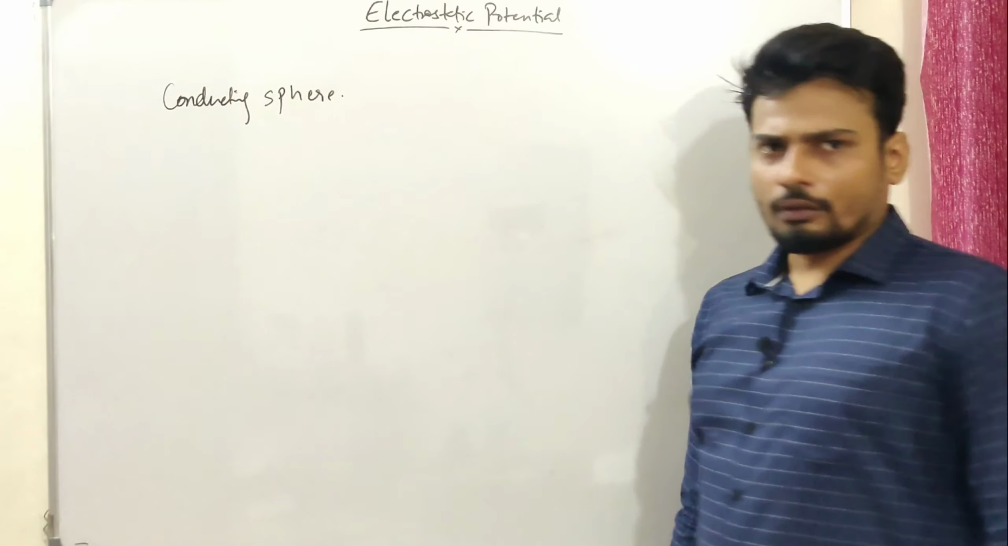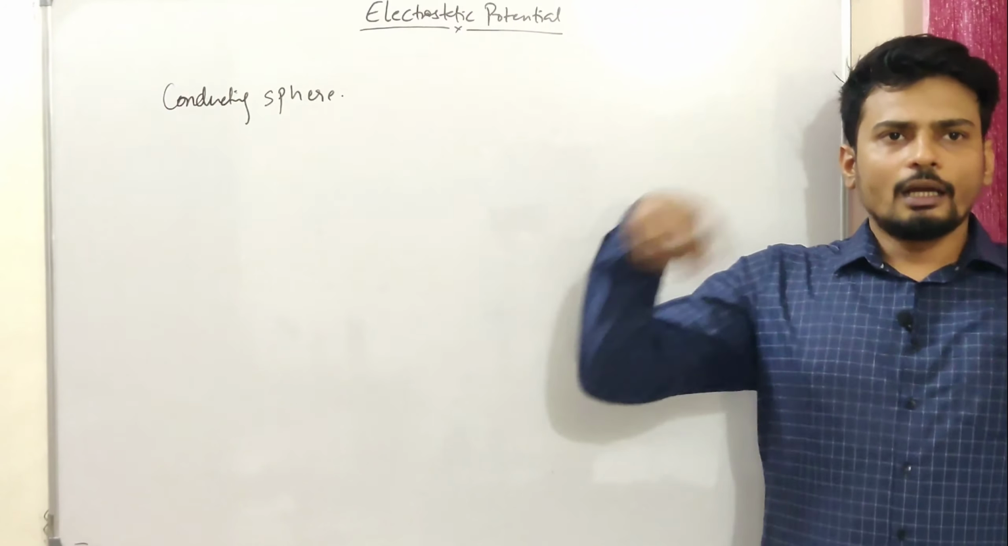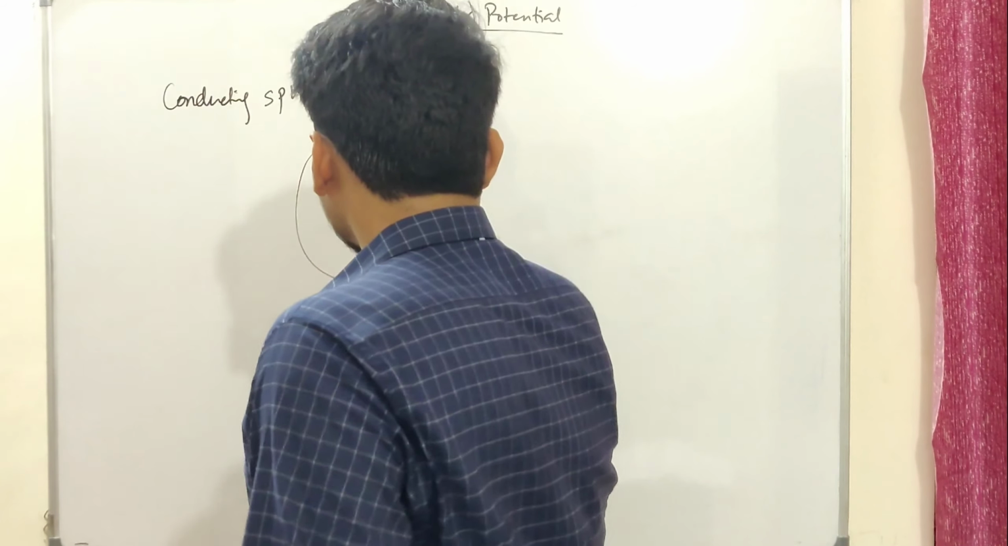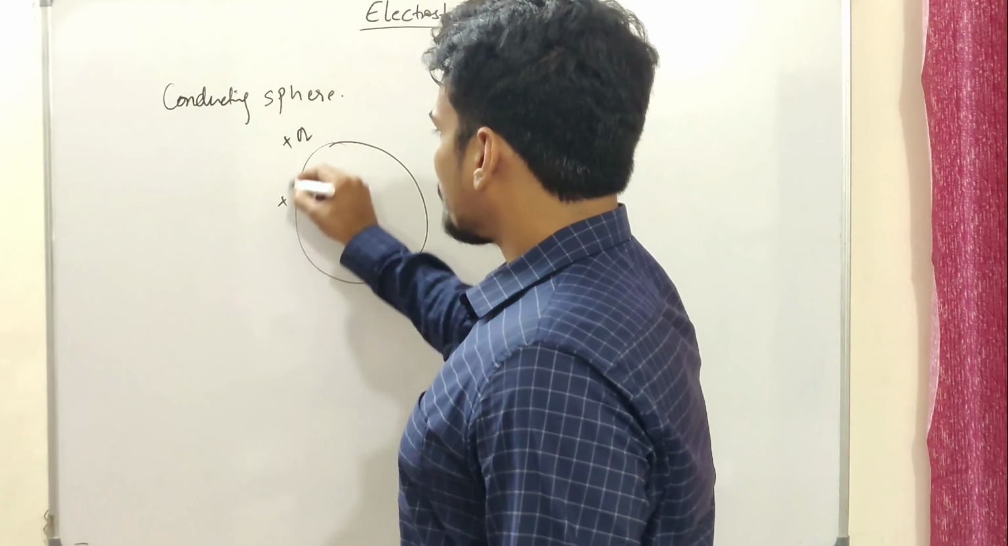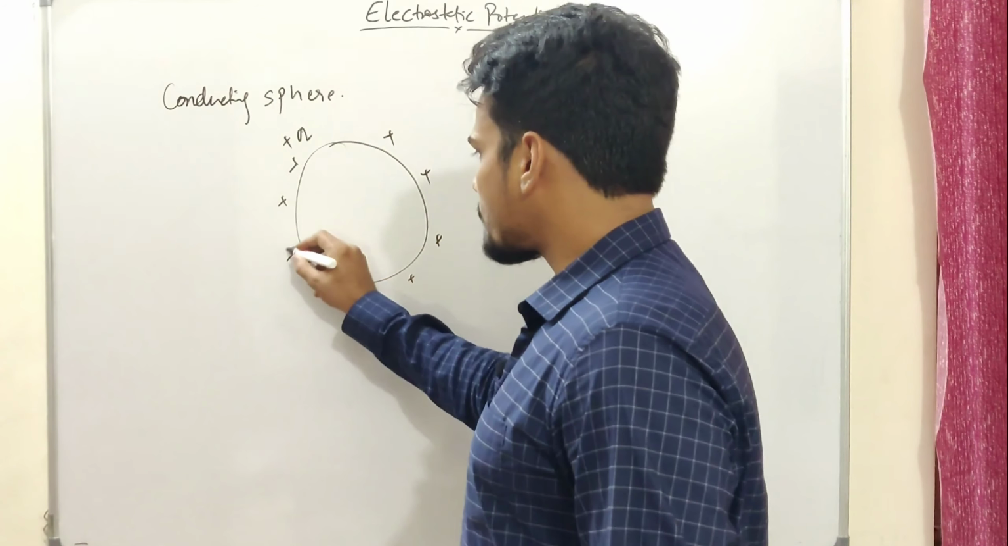Okay, let's keep it hollow or solid, it doesn't make any difference, because in both hollow and solid the charges will be appearing at the outer surface of the sphere. Okay guys, suppose I have a sphere and the charge plus q is given over here, so the charge will be distributed.